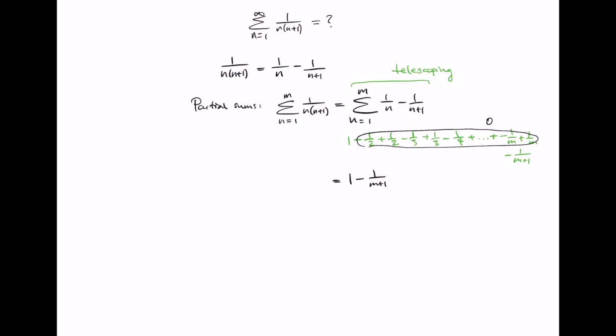And by definition, this infinite sum is equal to the limit of the partial sums, which is the limit as m approaches infinity of 1 minus 1 over m plus 1, which is 1. So the answer to our original question is just 1.